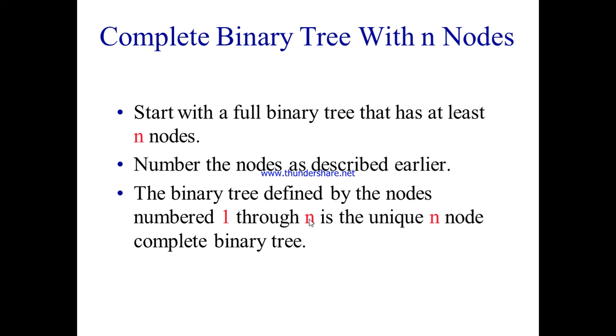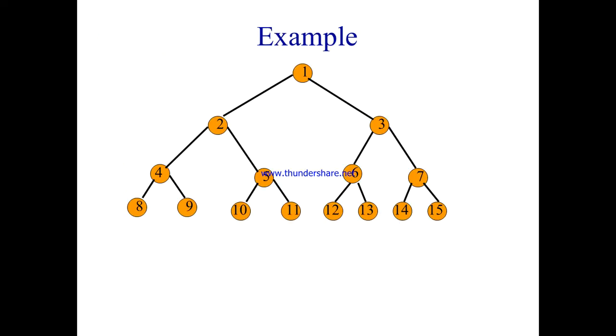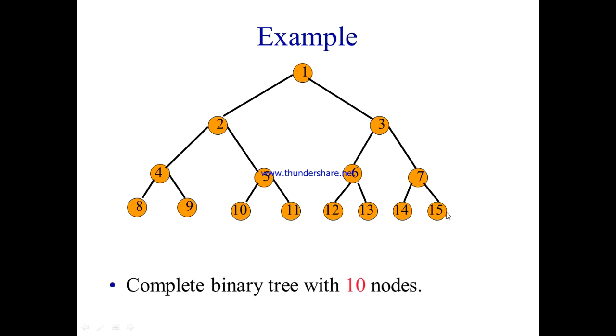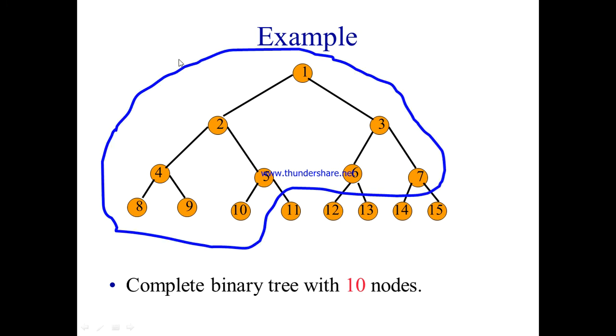That means it is the example you can see here. So this is what? A full binary tree. Yes or not? So every node is having all of the children up to what? The last level 15. Okay, so if I am taking a complete binary tree with 10 nodes, means how it will be? So it will be up to this 10 nodes.